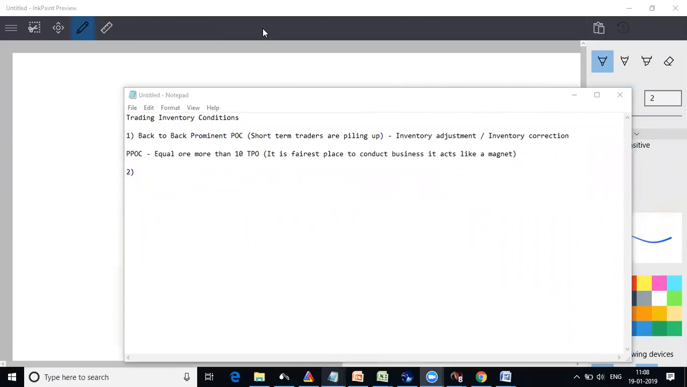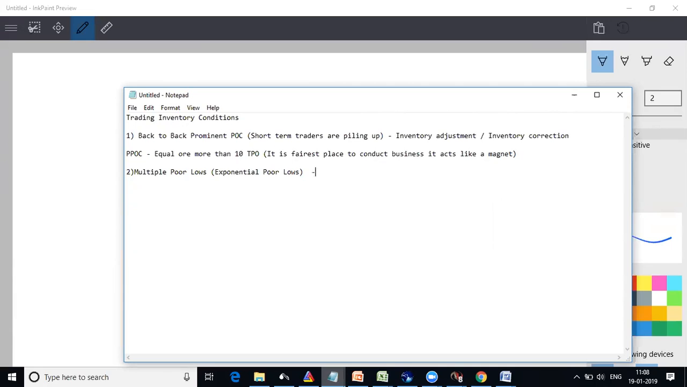Okay, let's talk about the next trading condition. What could be the possible next setup when it comes to trading inventory conditions? One is back-to-back prominent point of control. It could be 2 prominent points of control, or 3, or 4. And it should be poor lows formed in the form of multiple poor lows. We call that exponential poor lows. So these are the signature that again only short-term players are in control in the entire trend.